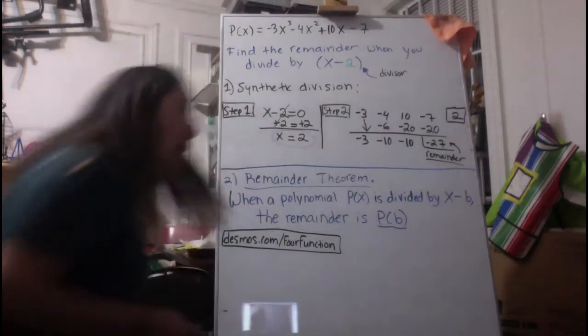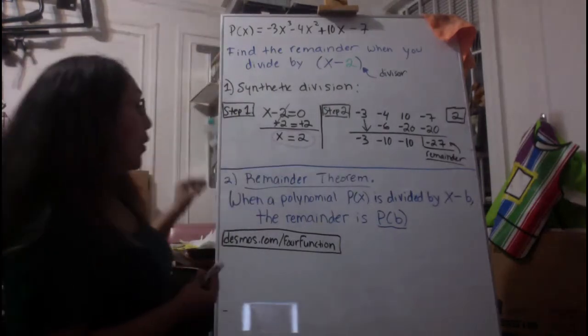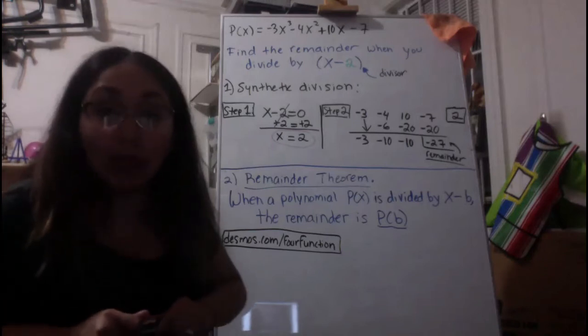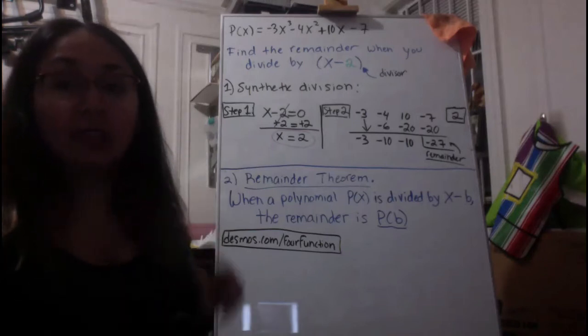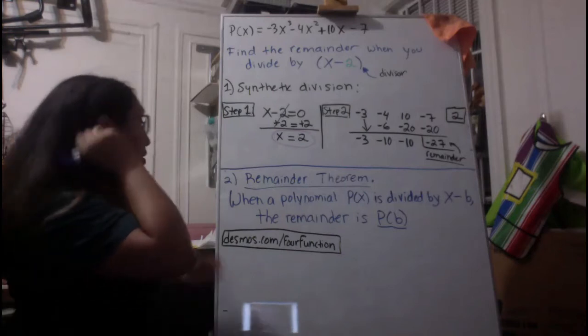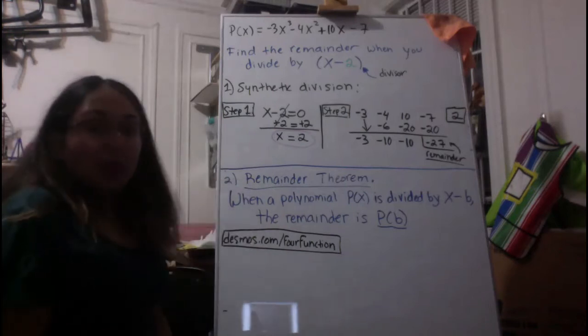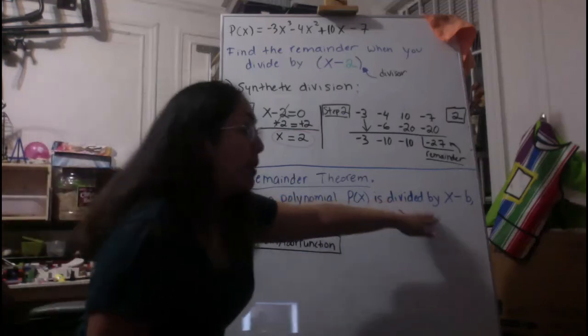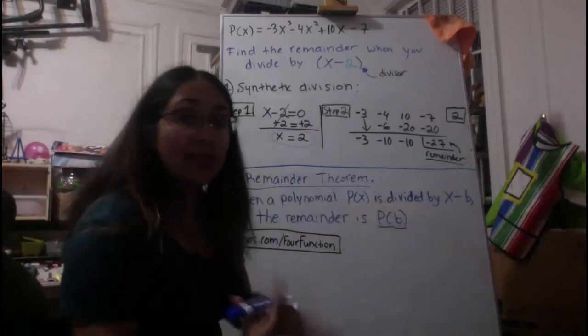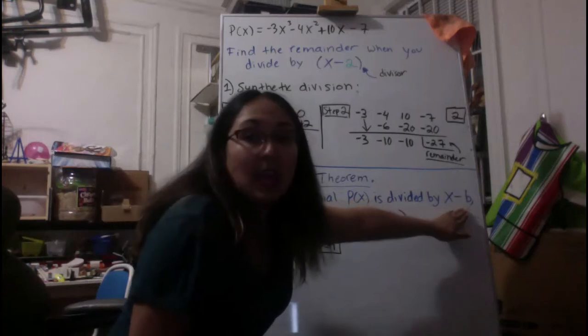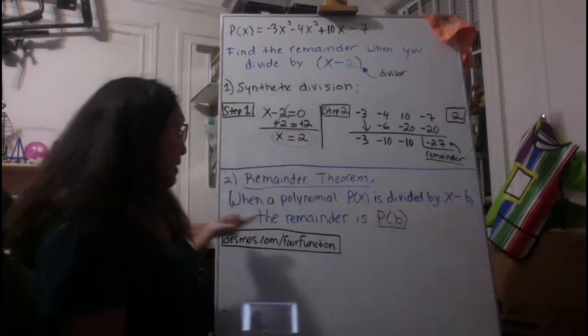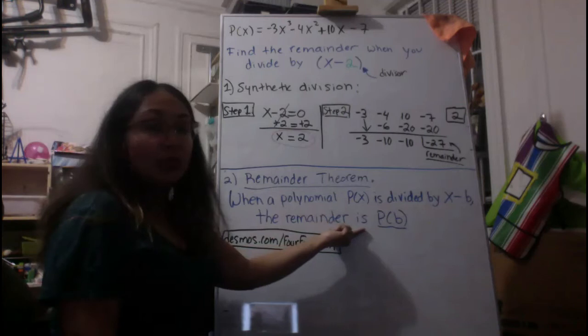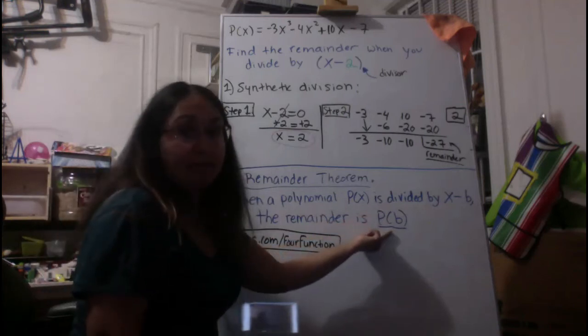However, there is another way that you can also find the remainder of a given expression that you're dividing by. For that, we use the remainder theorem. It says when a polynomial p of x is divided by x minus a number, let's say it's called b, x minus b, then the remainder is equal to p of b.